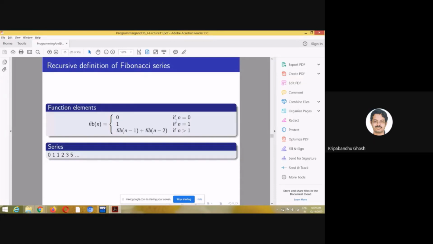So n denotes the nth number, or the nth term in the sequence. For n equal to 0, fib(n), which represents the nth term in the sequence, is 0. For n equal to 1, it's 1. These two are by definition. For n greater than 1, the expression is fib(n) = fib(n-1) + fib(n-2).